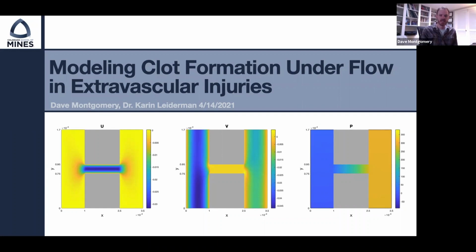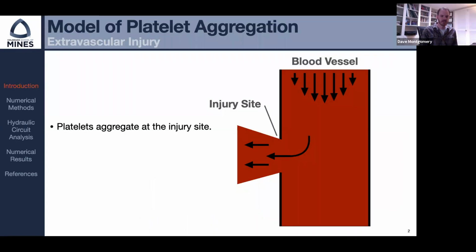I'm a third year PhD student in the Applied Math and Statistics department here at Mines. Today, I'm going to present on the work I've been doing with my advisor, Dr. Corinne Liederman, on modeling clot formation under flow and extravascular injuries. When a blood vessel is injured, platelets aggregate at the injury site and couple to a complex system of biochemical reactions to form a stable blood clot.